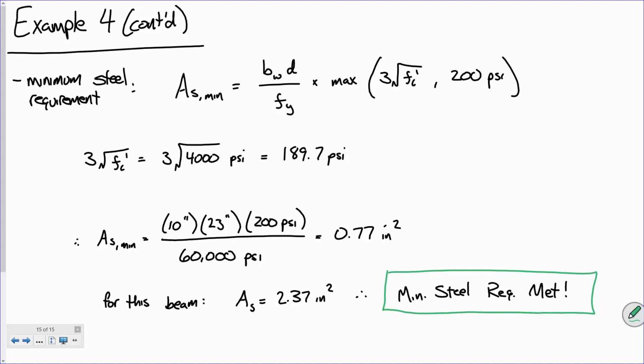This might sound stupid, but if the actual AS was like 0.78, it would still be... Yeah. Okay, so it's anything that's above that. Yes. I will say this, it's rare that this actually becomes an issue, but you still need to check it.